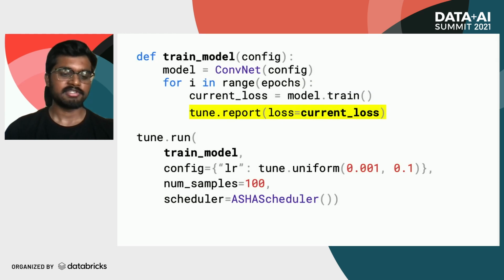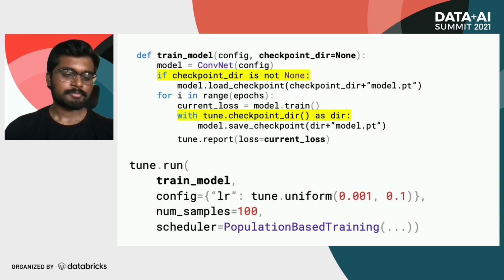With Tune, you can also easily leverage state-of-the-art schedulers and search algorithms. So for example, if you want to do asynchronous HyperBand, you can do so with Tune. Or if you want to use population-based training, you can do that as well. And for some of these schedulers, you also might have to use checkpointing. That's very simple to do with Tune through this checkpoint directory argument that gets passed to your training function.